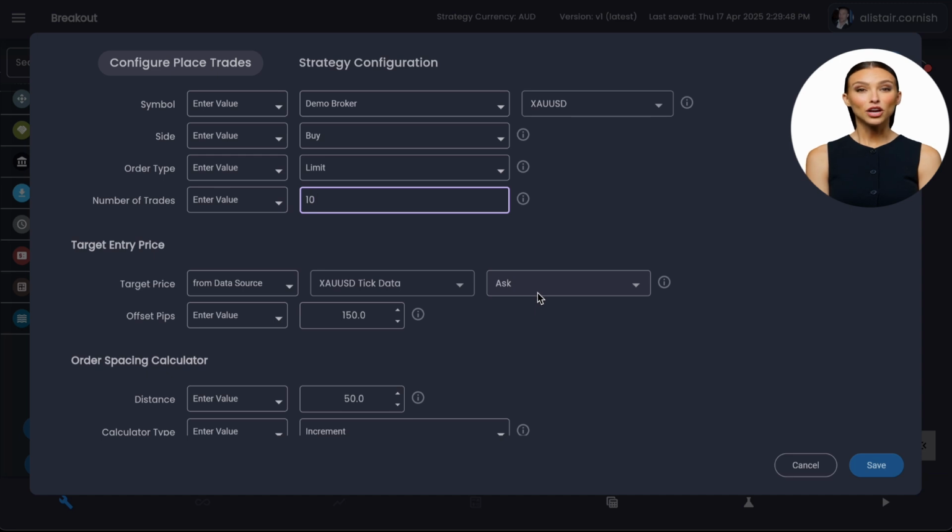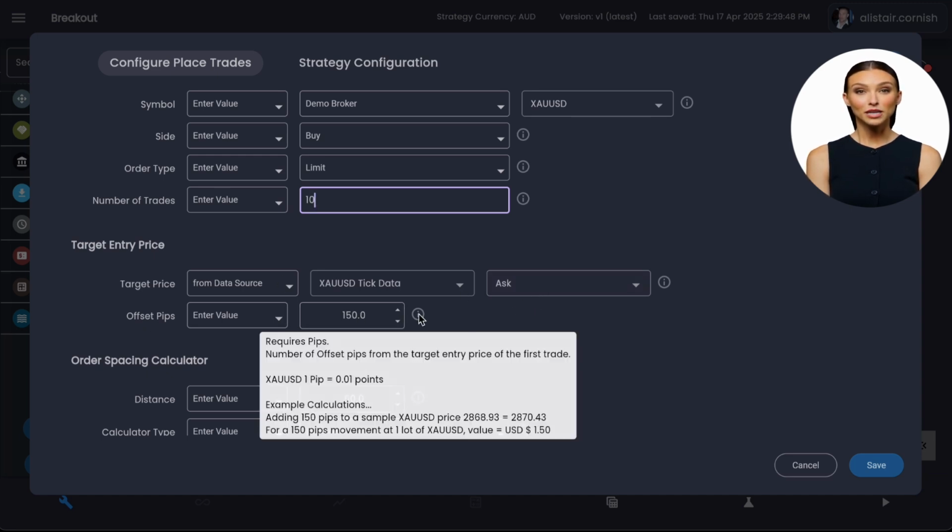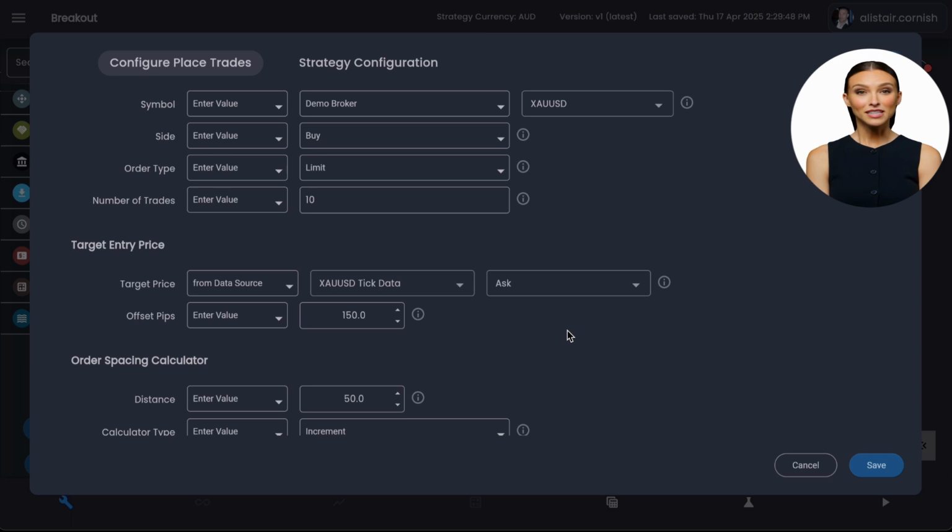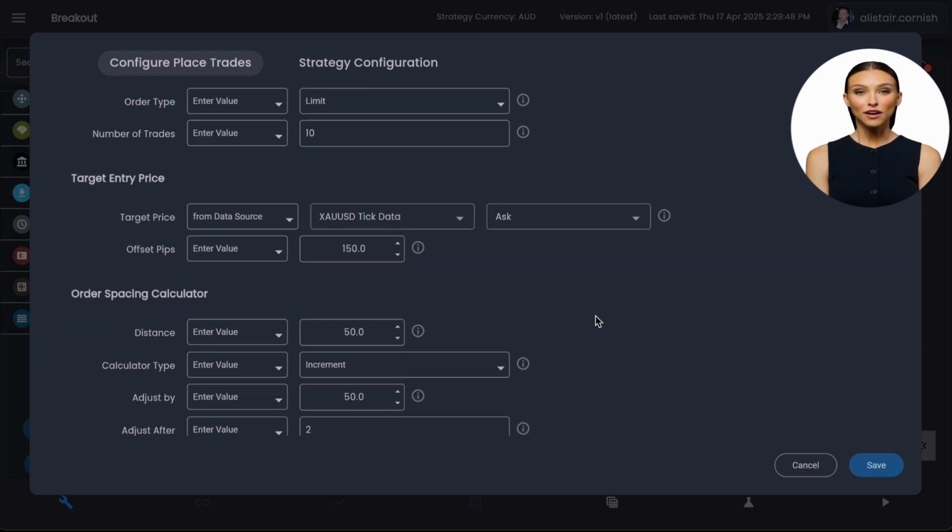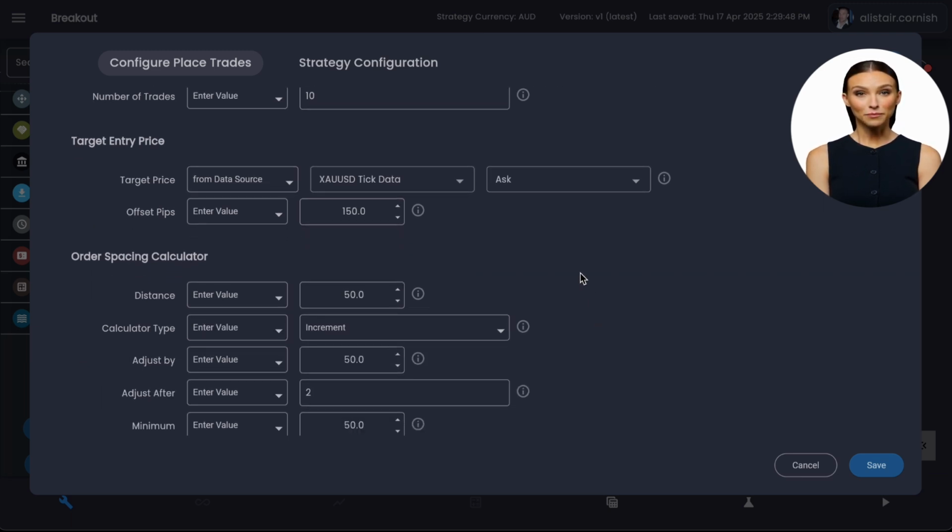We can set this to the current ask price, and then use the offset field to define the distance from the ask price in pips, where the first order will be placed. In this case, we have set the offset to 150 pips. If you are unsure of the scale of pips relative to the price, then you can look at the tooltip to see an example calculation using the pips distance entered. The offset moves the entry price away from the target price entered. Given we are placing buy limit orders, this means that the offset will be subtracted from the current ask price.